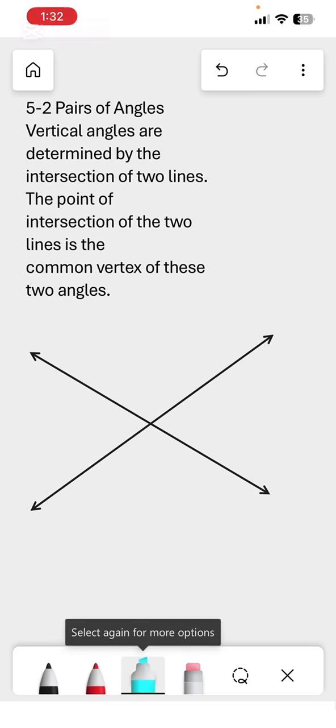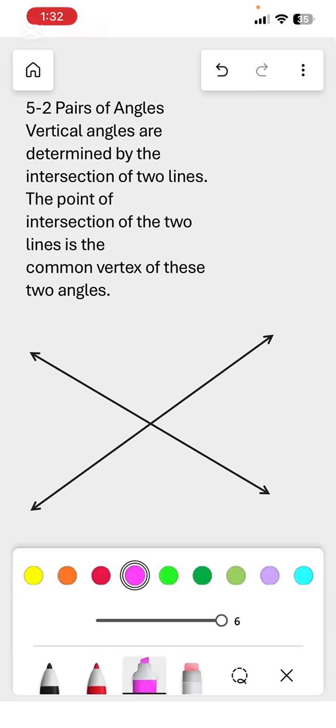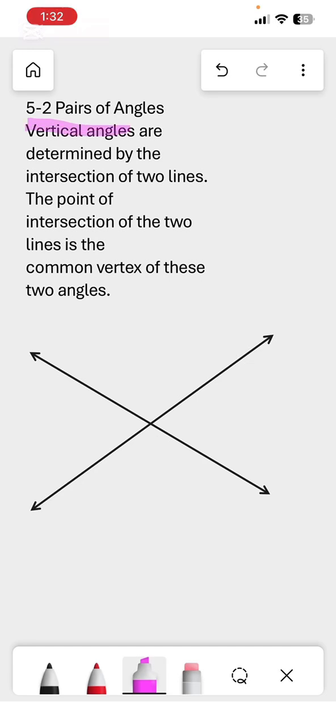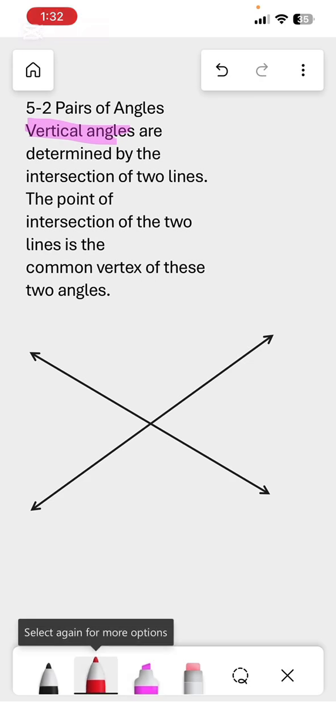We have the first type of angle here, which is named vertical angle. Vertical angles are those angles that are exactly opposite to each other in the figure. So this is the definition from the book. Vertical angles are determined by the intersection of two lines. The point of the intersection of two lines is the common vertex of these two angles.